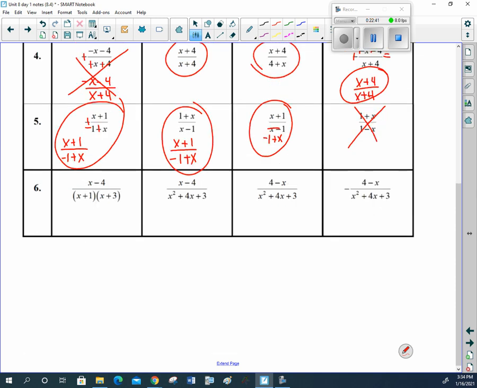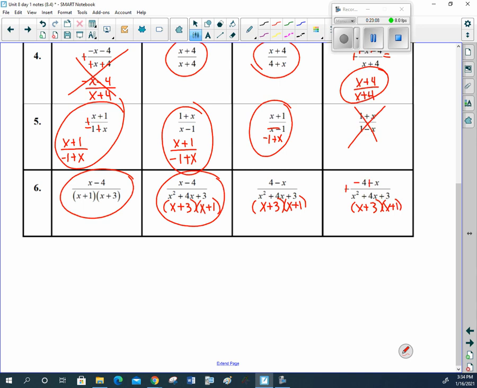Okay, bottom row. Let's factor this and see what we end up with. X plus 3 and x plus 1. Okay, then this looks exactly the same as this one. This one right here factors to the exact same thing, x plus 3, x plus 1. And this one, x plus 3, x plus 1. Move this negative sign up here, and this turns out to be x minus 4. So this one's the same as the other two. This is the different one, 4 minus x.